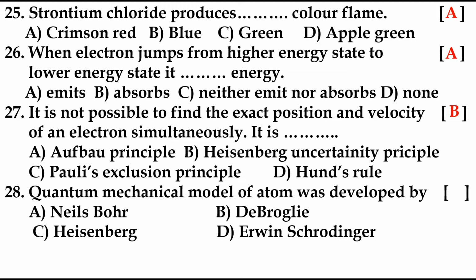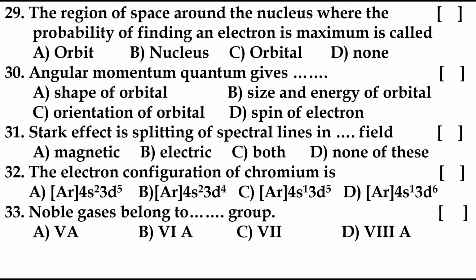28. Quantum mechanical model of atom was developed by dash. A, Niels Bohr. B, de Broglie. C, Heisenberg. D, Erwin Schrödinger. Answer is option D, Erwin Schrödinger. 29. The region of space around the nucleus where the probability of finding an electron is maximum is called dash.